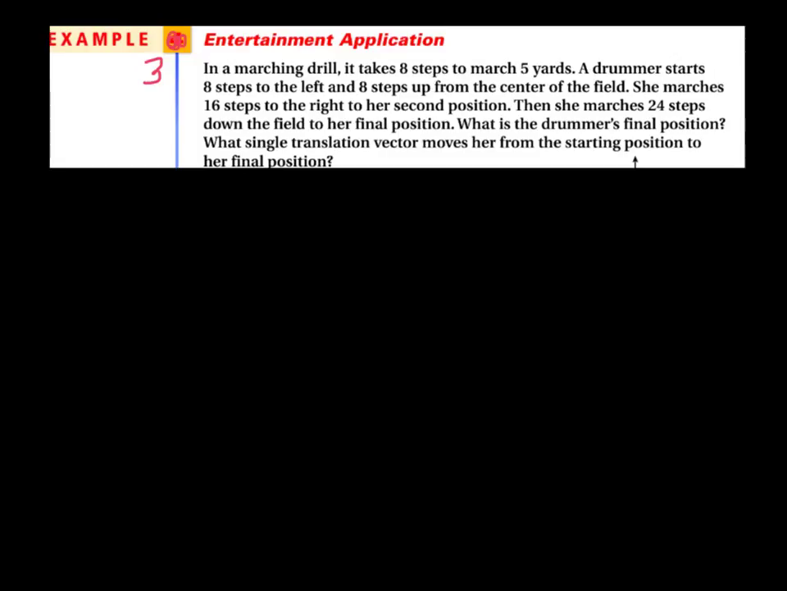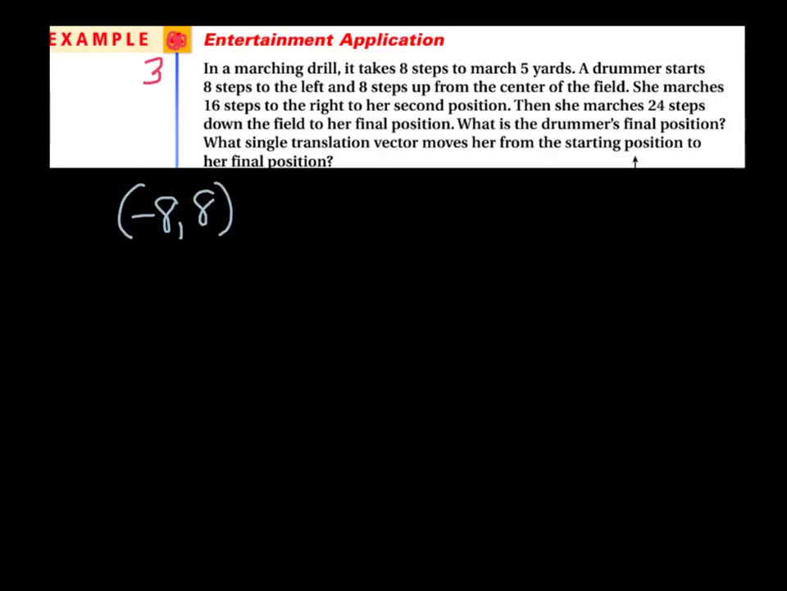Our last example is example 3, an application problem. In a marching drill, it takes 8 steps to march 5 yards. A drummer starts 8 steps to the left and 8 steps up from the center of the field. She marches 16 steps to the right to her second position. She then marches 24 steps down the field to her final position. What is the drummer's final position? What single translation vector moves her from the starting position to her final position?